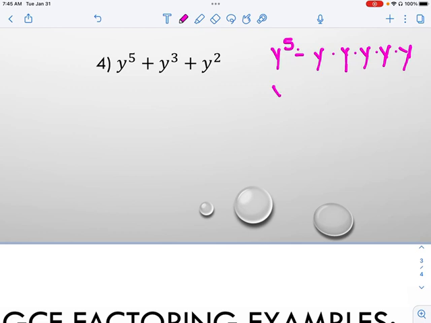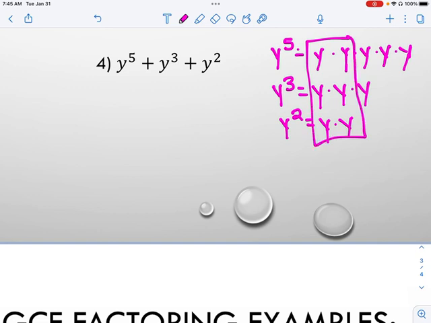And then y to the third, y times y times y, and y squared, y times y. So how many do they have in common? The answer would be 2 y's. So what we're going to do is take out y squared. Now I'm going to divide each of these by y squared.